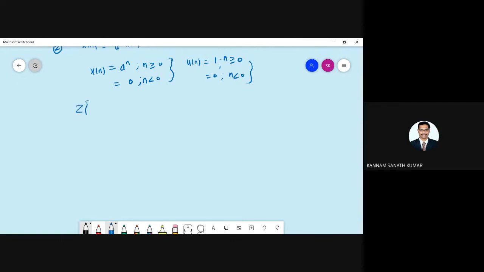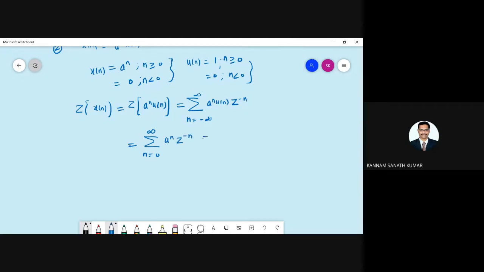So the Z transform of x of n, where x of n is a power n u of n, equals the summation from n equal to minus infinity to infinity of a power n u of n into z power minus n. As the above function is defined only for n greater than or equal to 0, the negative terms become 0. So it is defined only from n equal to 0 to infinity, a power n into z power minus n.